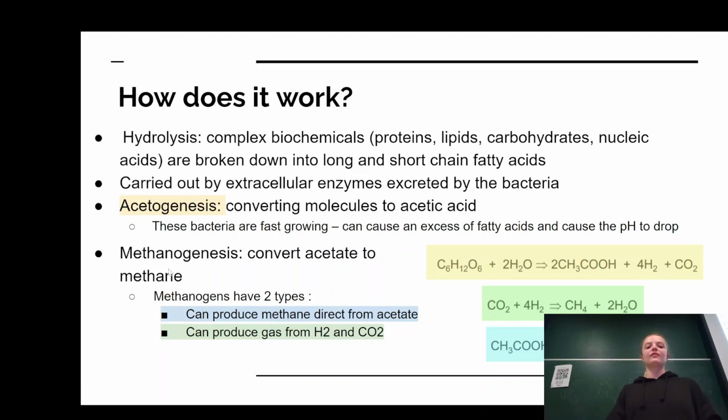After that, we have methanogenesis. So we convert acetate to methane, and that can happen in two different ways. We've got this first one down here where methane can be produced directly from acetate. So we've got this acetic acid down here, which splits off into methane and carbon dioxide. And then otherwise you can produce gas from H2 and CO2. So that's these products up here that we already have from the acetogenesis. That CO2 plus hydrogen goes to methane and water.